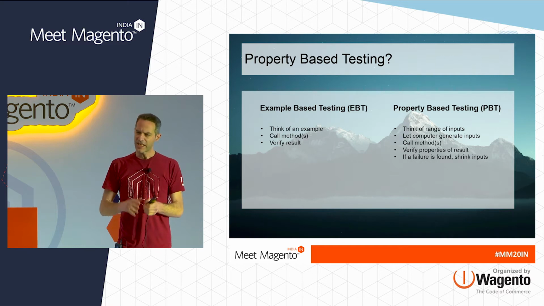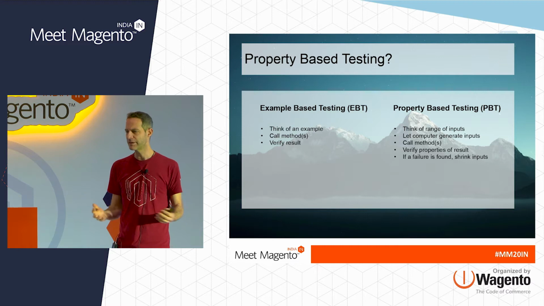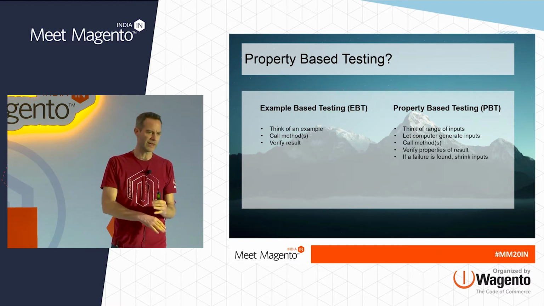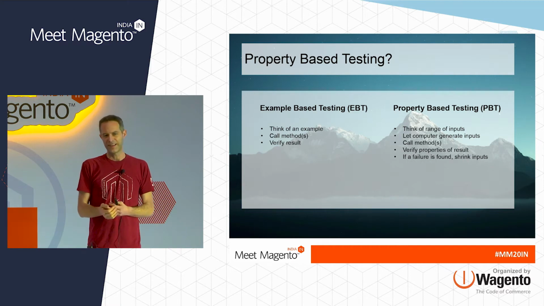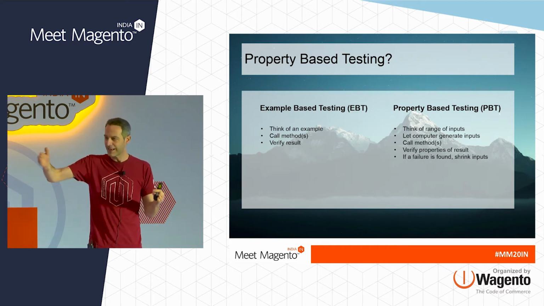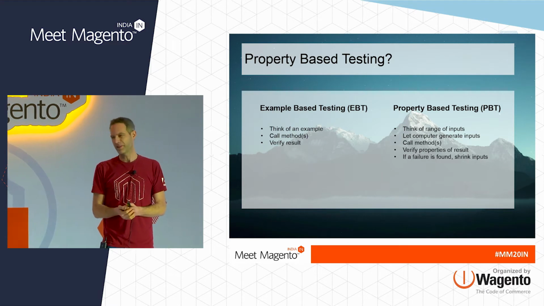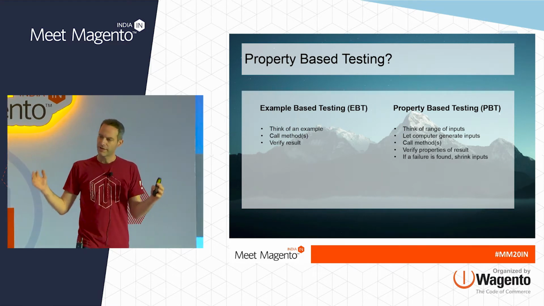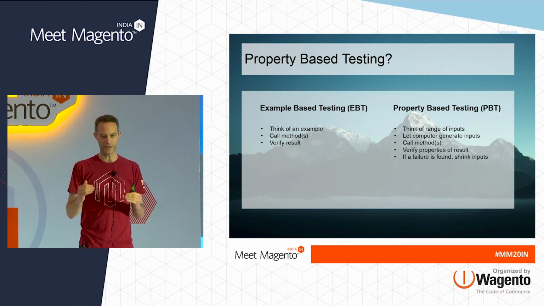Namely, a generated value might be rather large. And if you ever try to debug why an error happens with an array of 10,000 records, it's not fun, right? Like, which one of these 10,000 characters maybe caused this exception? Not fun. So QuickCheck, as soon as it finds a failure, it tries to shrink that generated value.